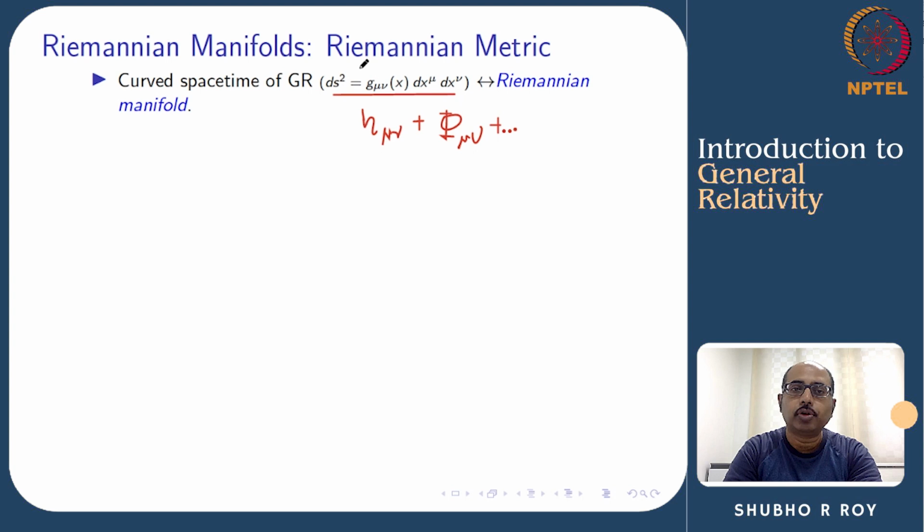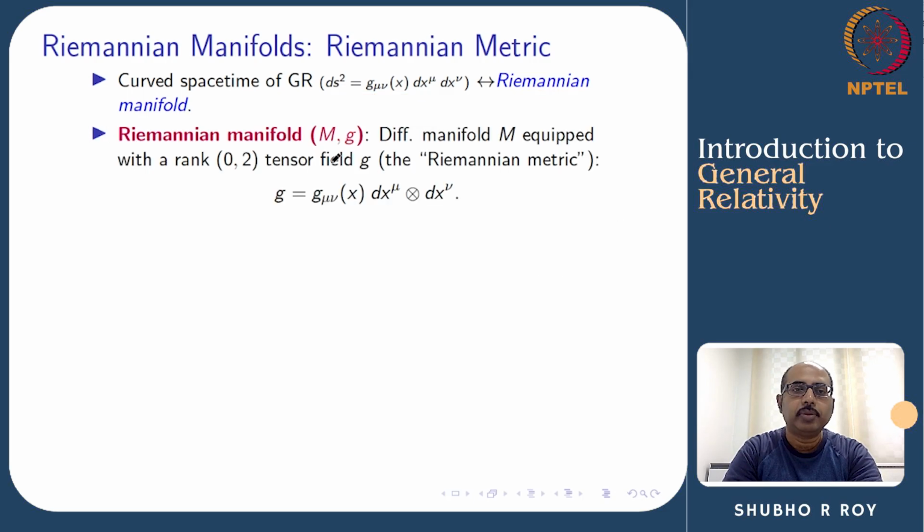This kind of spacetime is called curved spacetime or warped spacetime. And the mathematical model for warped spacetime is a Riemannian manifold. That's why we need to learn this. So a Riemannian manifold is a pair, M comma g, which consists of a differentiable manifold M and a rank (0,2) tensor field little g, which is called the Riemannian metric. It satisfies certain properties, which I'm coming to in a second. But the idea is that a Riemannian manifold is a manifold on which a metric is specified.